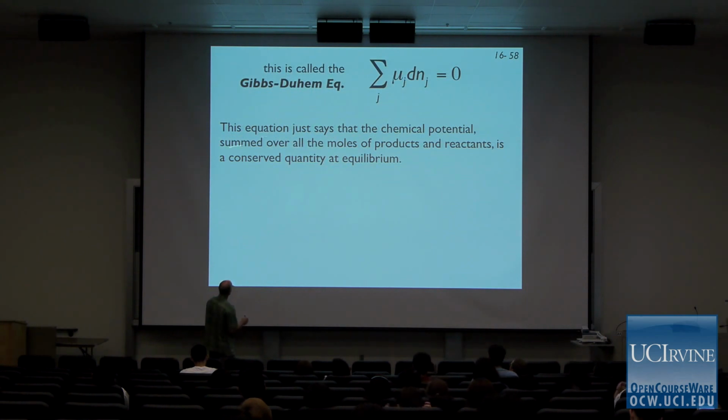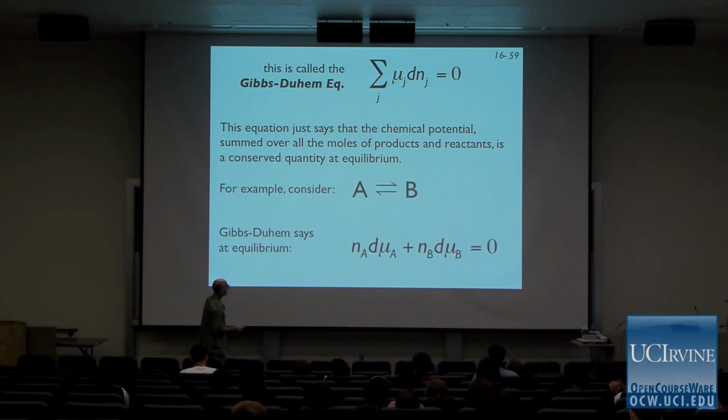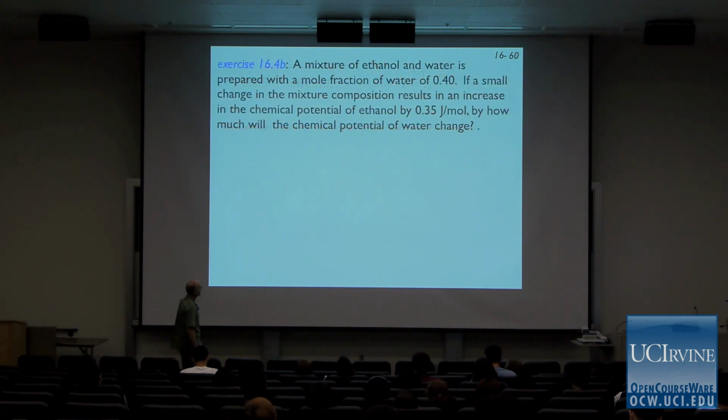This equation just says that the chemical potential summed over all the moles of products and reactants is a conserved quantity at equilibrium. That's all it says. So we're going to do an example of what that means. For example, if you have A getting converted into B, let's say this is an isomerization reaction, the Gibbs-Duhem equation says that at equilibrium, that plus that has to equal 0, because the summation only contains two terms. There are only two chemical species, A and B. And so this equality has to be satisfied.